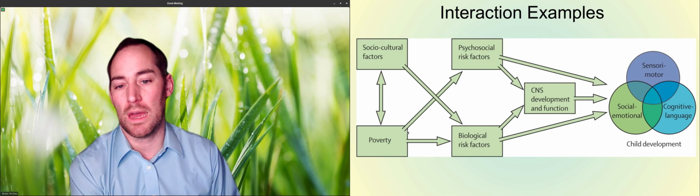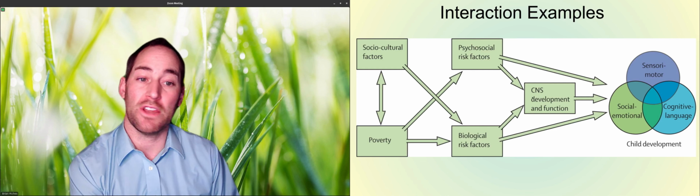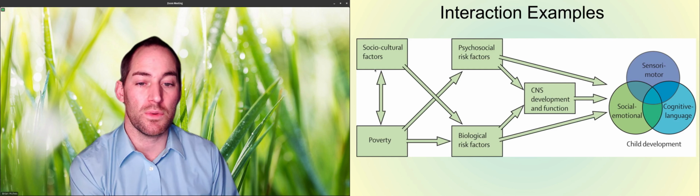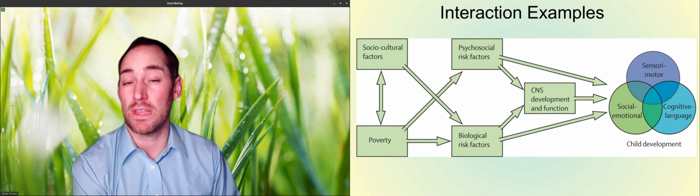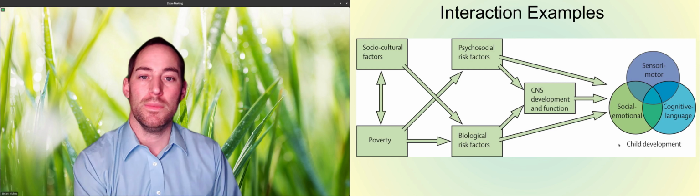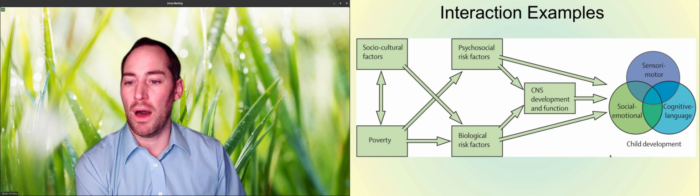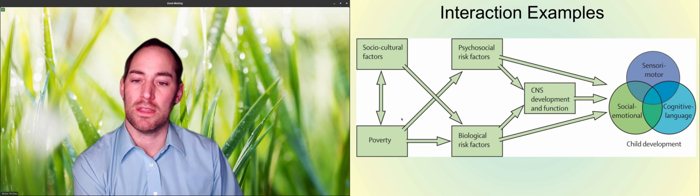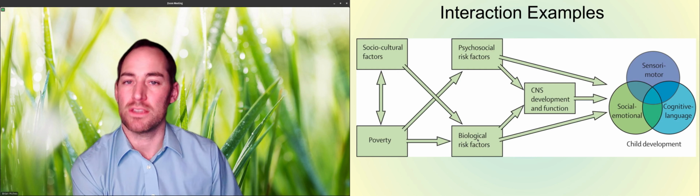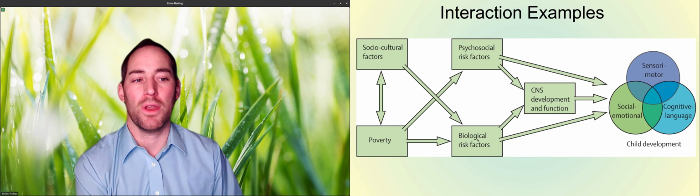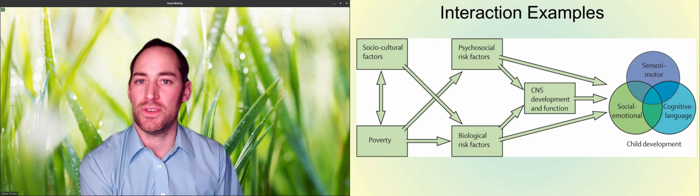Here's another example. Let's say you have poverty or psychosocial risk factors, central nervous system development and function. All of these are related to your sensory motor, your socio-emotional, and your cognitive and language development. So it's just another example of how these work together. This is a more specific model showing that these are related. This might lead to this, this might lead to this, that kind of thing. So it's a little different way to look at this model, but hopefully you have a good sense of how important interactions really are in doing the science of psychology.